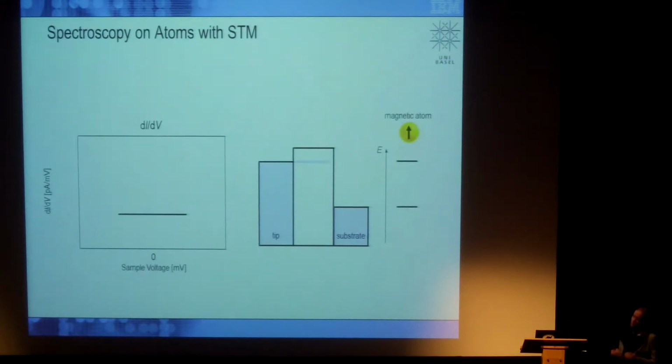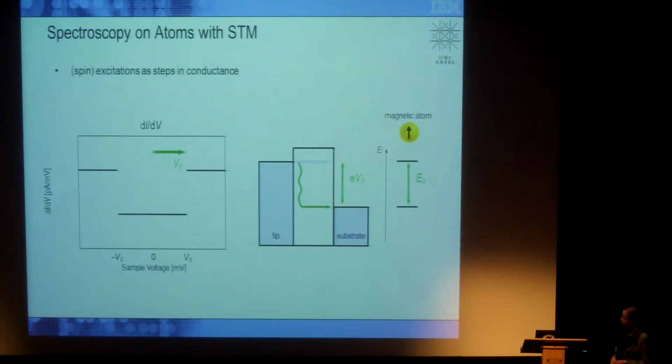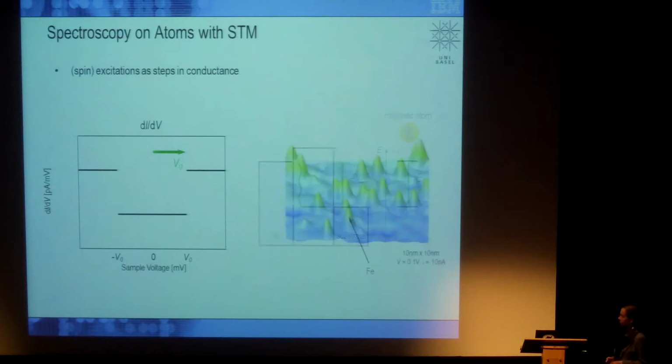But once the bias is large enough that rather than just tunneling through the barrier, you can also excite something in the atom, a second conductance channel opens up, which manifests itself as a step in the conductance spectrum. So these are excitations that you can see as steps in the conductance. In our case, these are spin excitations, but of course you could also see vibrational excitations.